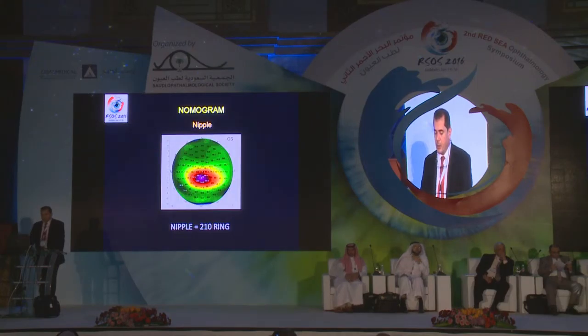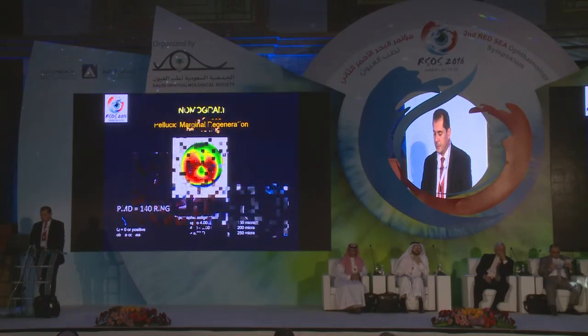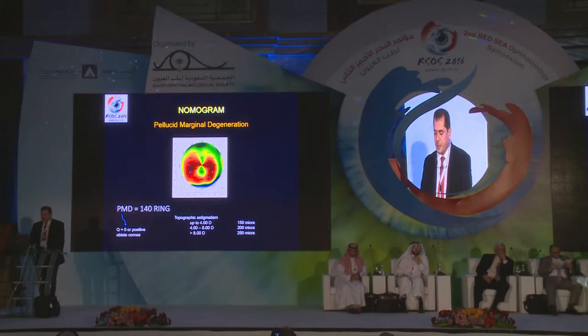In the nipple, we always use the 210 ring. In the nomogram of pellucid marginal degeneration, we also use the 140 ring according to the Q. If the Q is zero or positive, oblate cornea, or in topographic astigmatism up to 4 diopters, we use the 150 micron, from 4 to 8 diopters the 200, and more than 8, 250 micron.